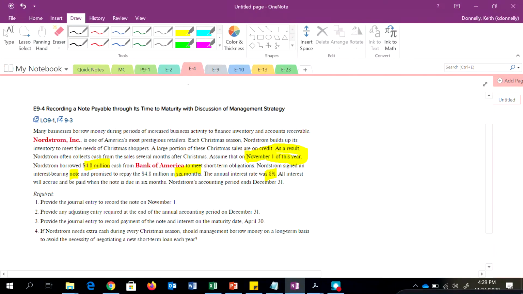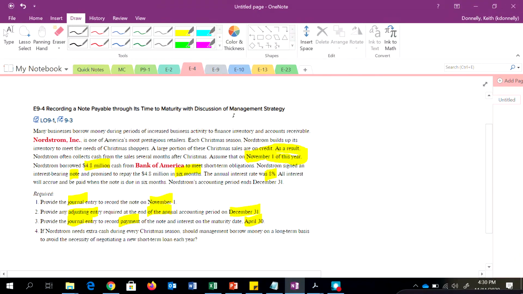They want to know a couple things. Provide the journal entry to record the note on November 1st, so when we borrow it. Do the adjusting entry for the end of the period, so 12/31. Do the journal entry to record the payment of the note on April 30th. And then 4 we won't worry about. We can talk about that afterwards.